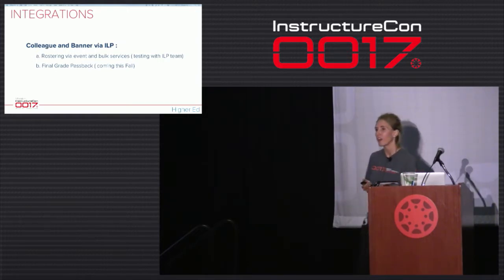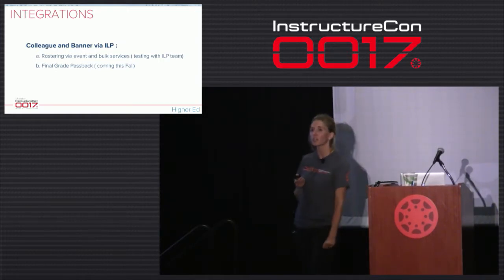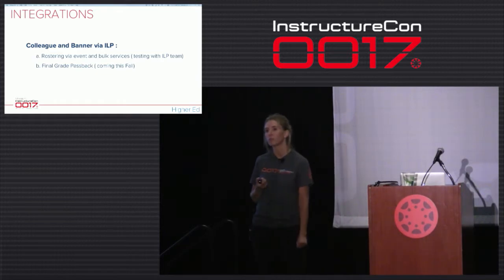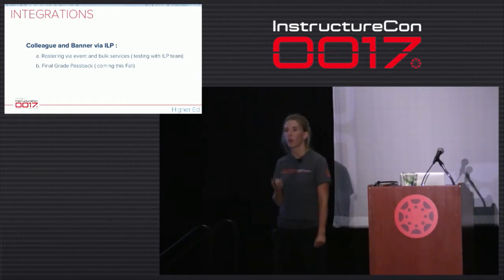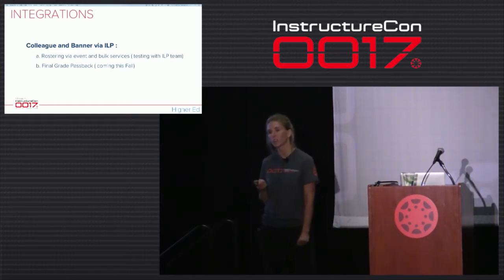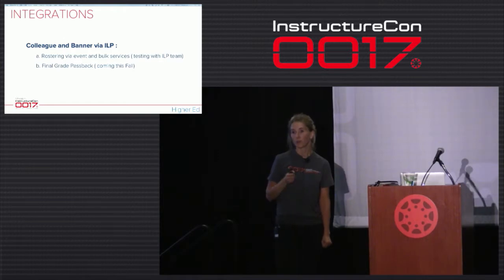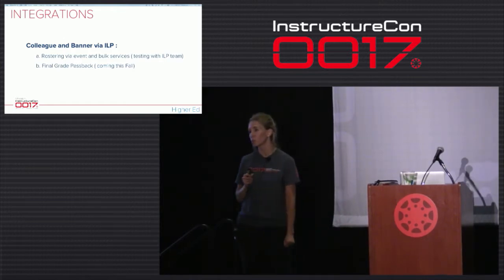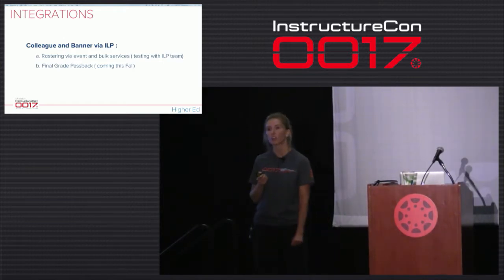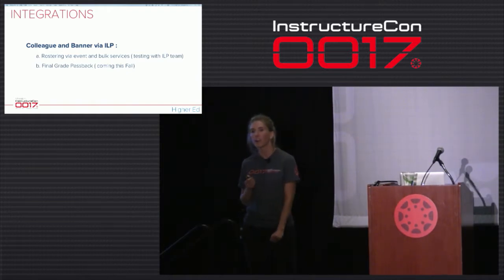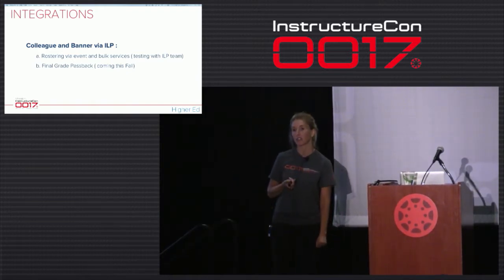Another LIS compliant provider is Ellucian, with Colleague and Banner using the ILP platform. Now, you will be able as well to do the bulk and event-based provisioning. We just completed testing with the ILP team a few hours ago. We have a few things to touch up, but we strongly believe that we're going to have a product ready for you this August. Final grades will be coming at the same time as the SIIP.